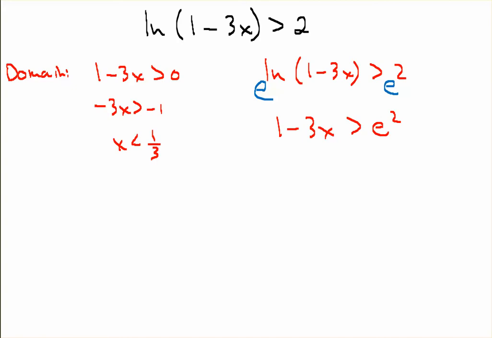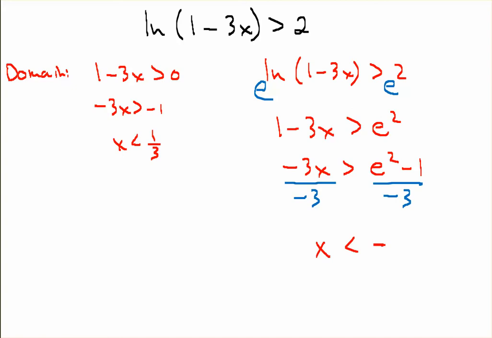All right, let's keep on working here. I'm going to subtract 1 from both sides. That'll give you e to the second minus 1. Divide through by -3. Okay, here it goes, dividing through by -3. I have to switch the inequality around again. So that means it's going to be switching the inequality.